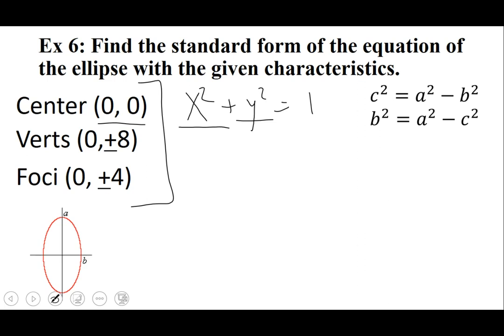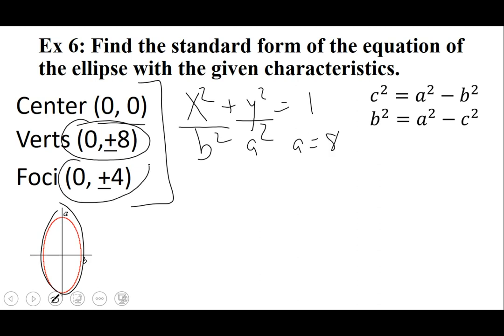Because it is opening up and down, that's how we know that the larger value, a squared, should go with the y, and the smaller value, b squared, should go with the x. Take a look at the vertices here. Since the vertices are 8 units away, a is equal to 8. The foci have to do with c, so c is equal to 4. In our equation, we have to solve for a squared and b squared, so we have to solve for b squared.